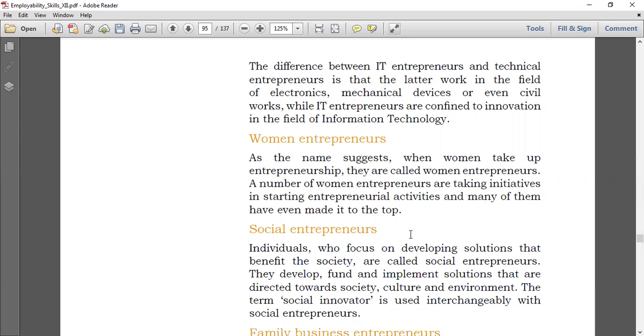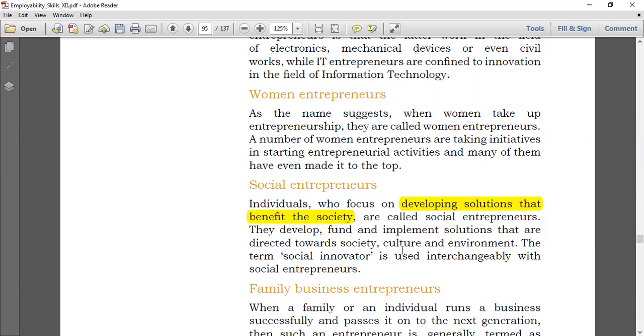Social entrepreneurs focus on developing solutions that benefit society. Social means the one who is working for the society, right? So basically they are generating funds or implementing solutions directly for the society, environment, culture, and all, right? They are collecting funds, but that fund and money is used for betterment of the society or environment or culture, right? So such people are called social entrepreneurs.